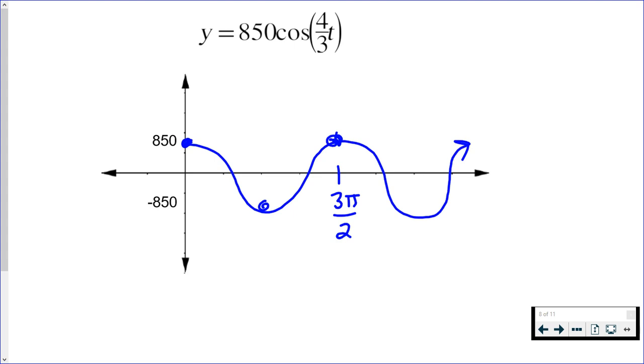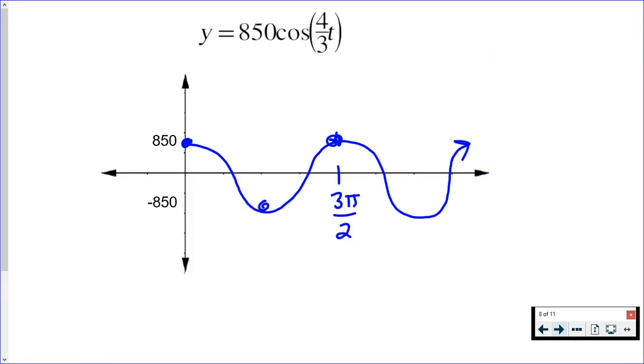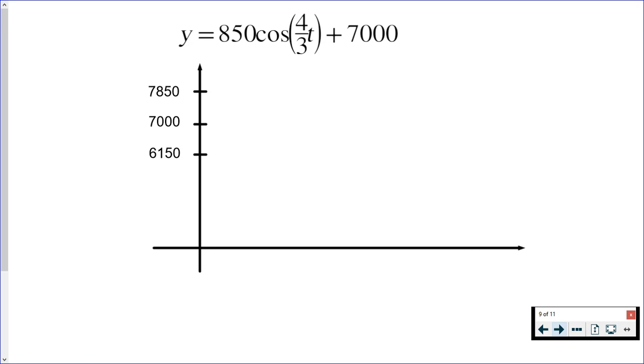Now remember, this is about population. So this graph in front of me wouldn't really make any sense because I have a positive population and a negative population. But this wasn't the actual function. The actual function had this plus 7,000, which is a vertical shift up. So I'm going to take that function that I just drew, and instead, we're going to shift the entire thing up 7,000.